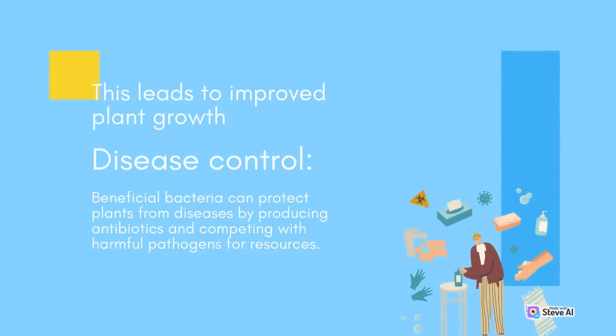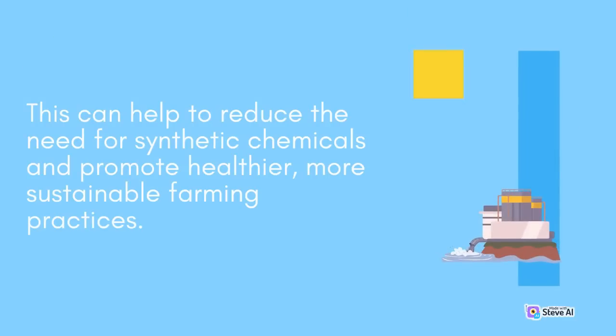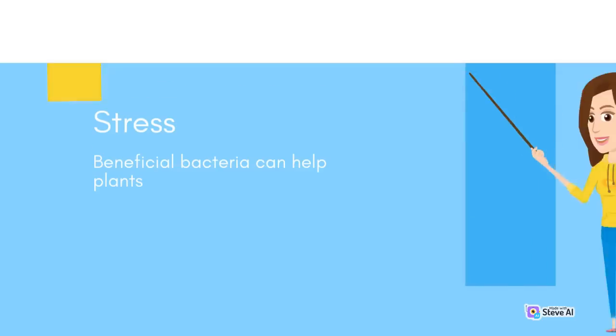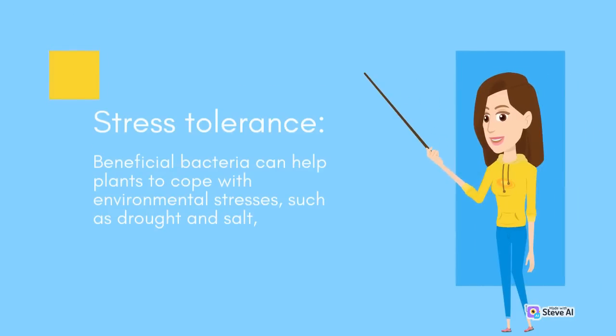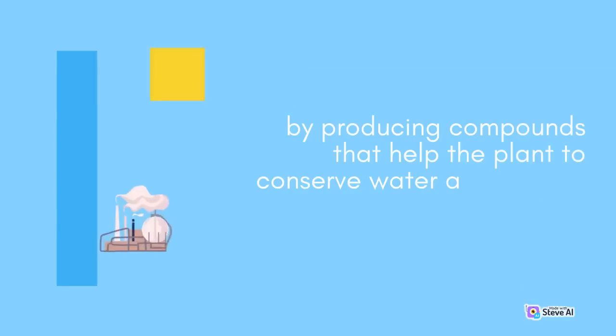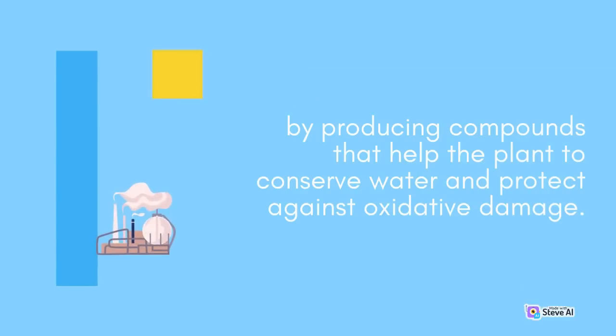Disease control. Beneficial bacteria can protect plants from diseases by producing antibiotics and competing with harmful pathogens for resources. This can help to reduce the need for synthetic chemicals and promote healthier, more sustainable farming practices. Stress tolerance. Beneficial bacteria can help plants to cope with environmental stresses, such as drought and salt, by producing compounds that help the plant to conserve water and protect against oxidative damage.